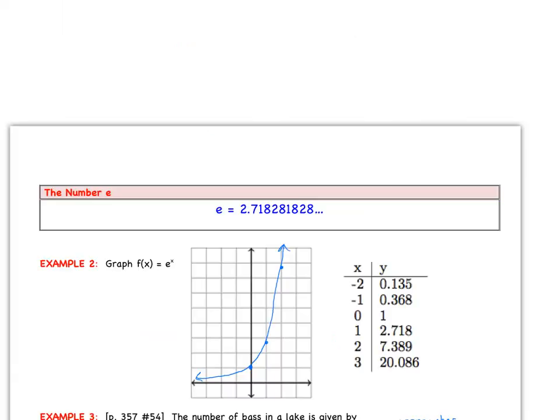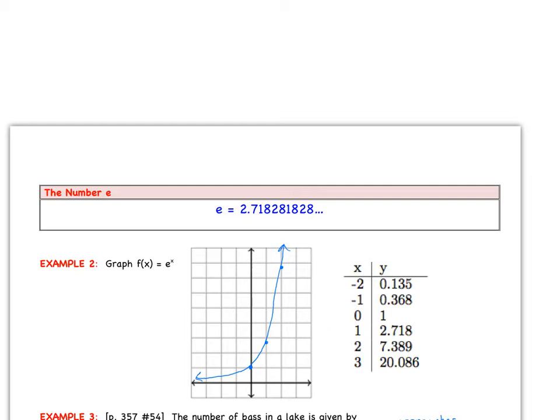A very important number that comes up a lot when we're dealing with exponential functions is the number e. So e is actually an irrational number, similar to pi, and it represents this number, 2.718, et cetera. So if we were to graph this, I just created the table here.